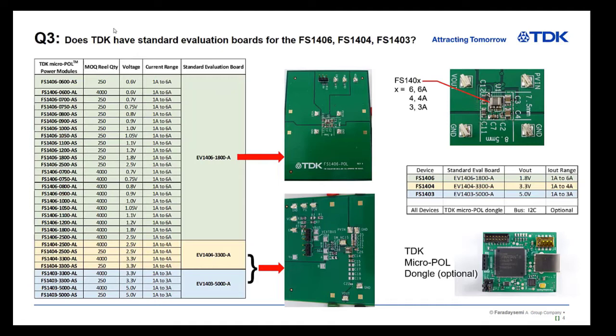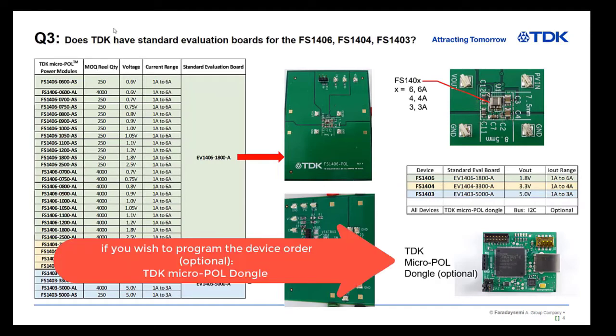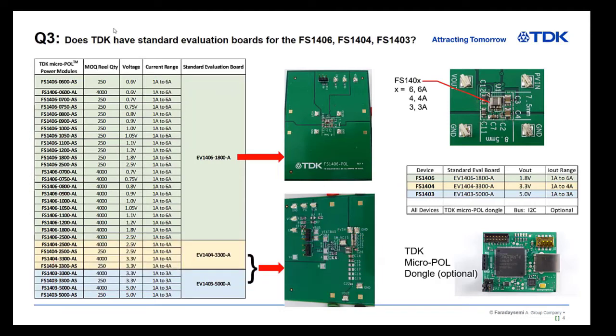And here are the actual eval board numbers that you can see here, ordering codes and the output voltage and range. In addition to this, for customers who also want to program the output voltage as well, there is an additional TDK micro point of load dongle. This is optional, of course, and we will demonstrate that later in the video of how to use the TDK micro point of load dongle if you want to program the output voltage and test your design.